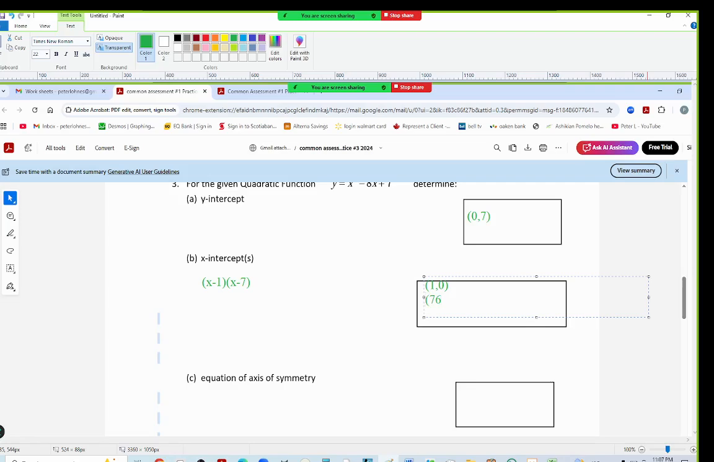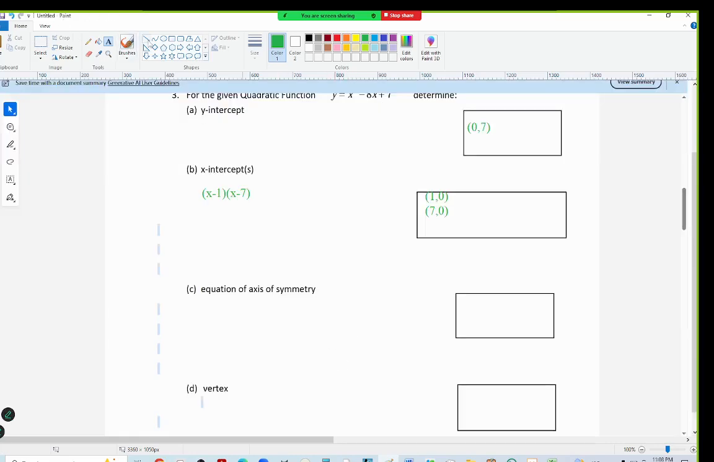Now, here's what your teacher clearly wants you to learn that we didn't quite do. If I were to draw those, 1, 0 is roughly there, and 7, 0 is roughly there. Your teacher wants you to be able to figure out the point in between them, and he gave you a formula. It's this plus this divided by 2. So 7 plus 1 is what? 8. 8 divided by 2 is what? 4. That means the point in between is 4.